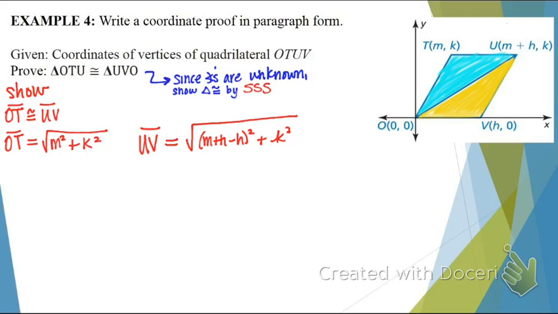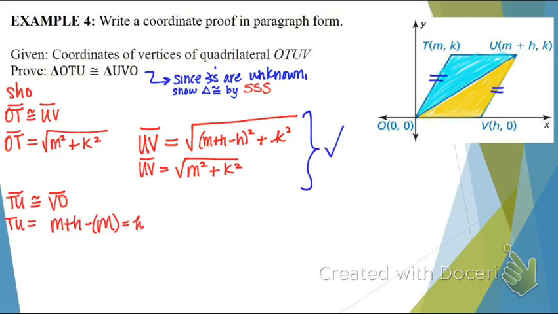I'm going to apply the Pythagorean theorem, right? So here's the triangle that I have. The height of this triangle is clearly K. The length of this triangle is M. So that's how I'm using this to find the lengths. Okay, so now we found that side. Now we want to show that TU is congruent to VO.